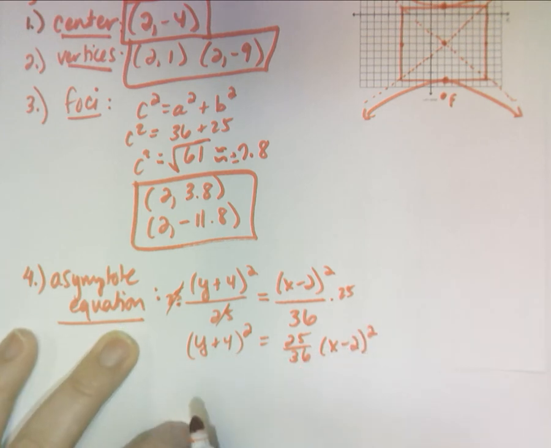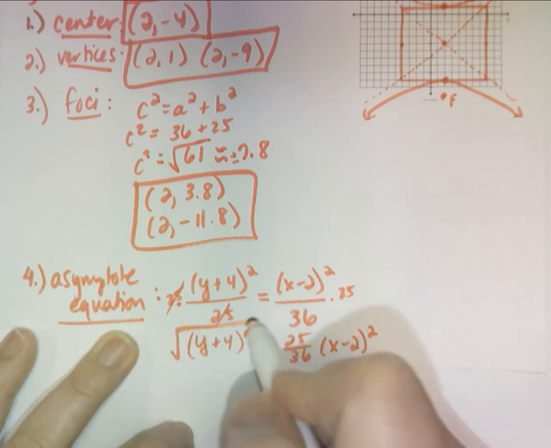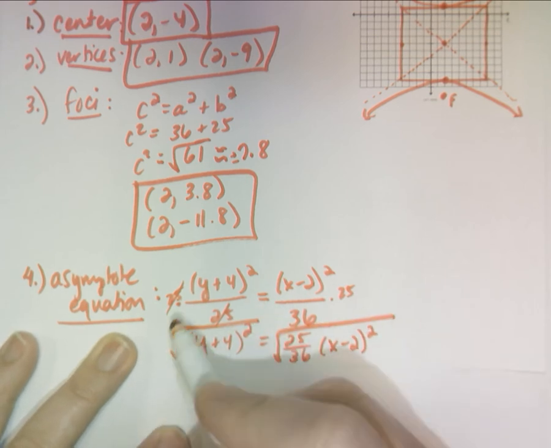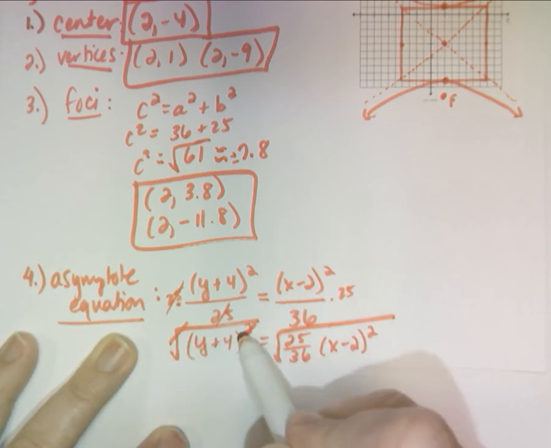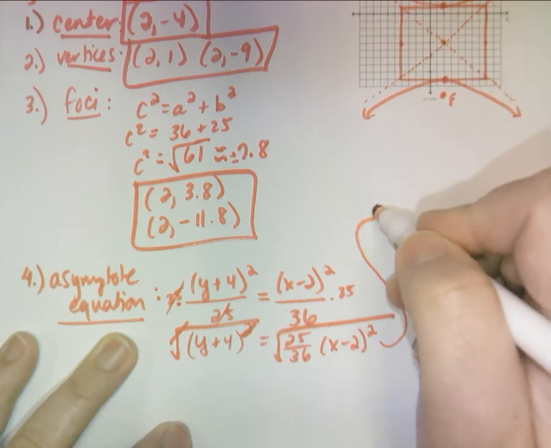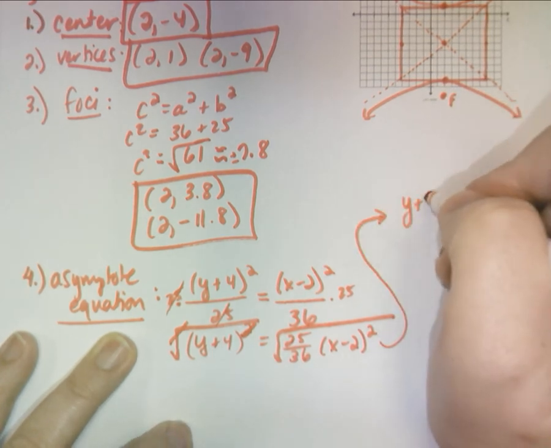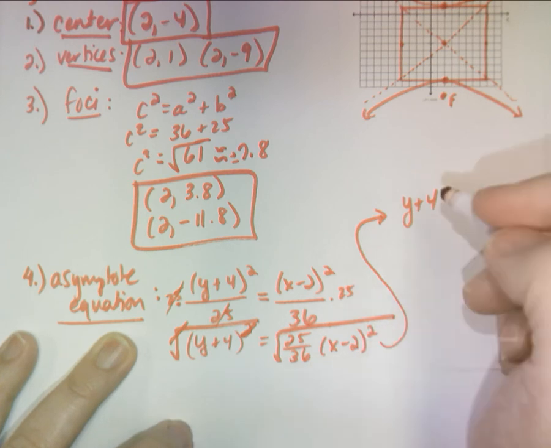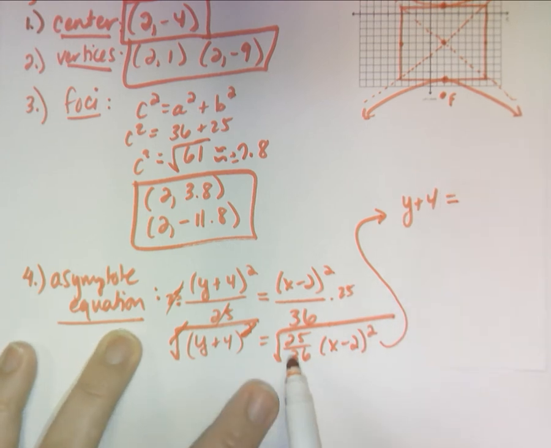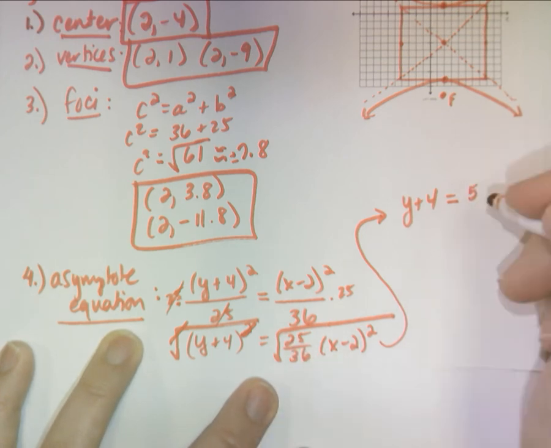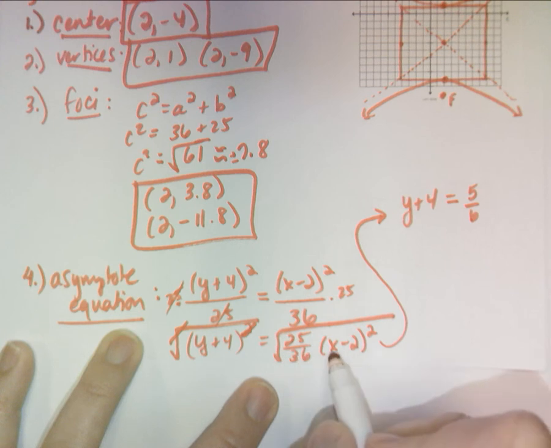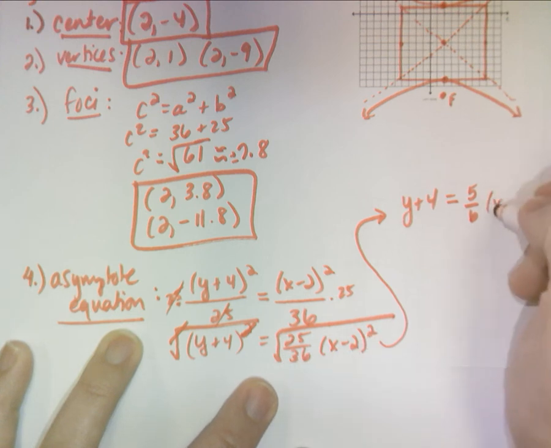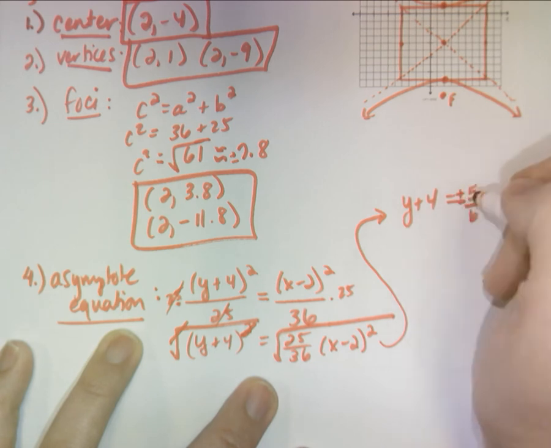Now again, we're solving for y. Take a square root of both sides. The square and the square root cancel. I'm running out of room, so I'll move it up here. So I have y plus 4 on my left side equals, what's the square root of 25 over 36? What's the square root of 25? 5. What's the square root of 36? 6. What's the square root of x minus 2 squared? X minus 2. But don't forget, there should be a plus and a minus.